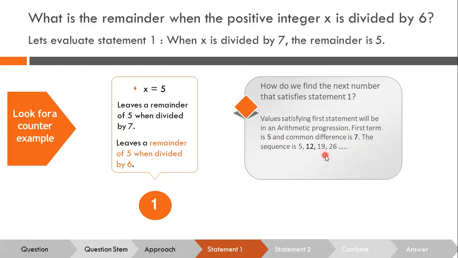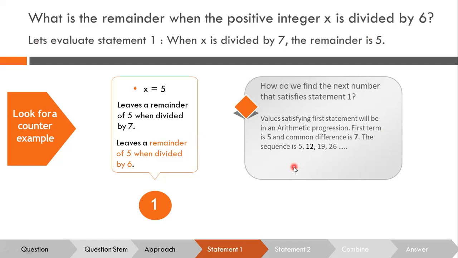So 5 is the least number. You cannot take 4. Why? If you are dividing by 7, you cannot get the remainder 5. So that's why our sequence is starting from 5 and going on. That is the common difference 7. So every time we are adding 7, we are getting the remainder 5. So this is a way to get so many examples.